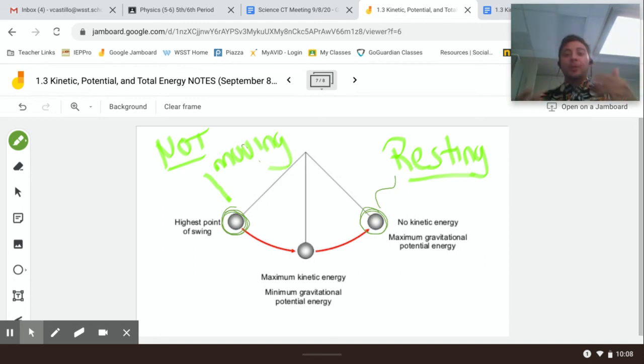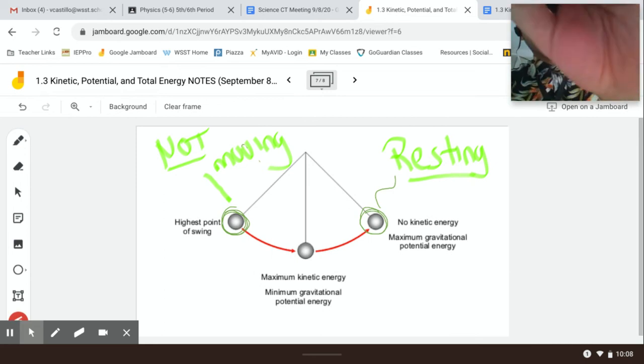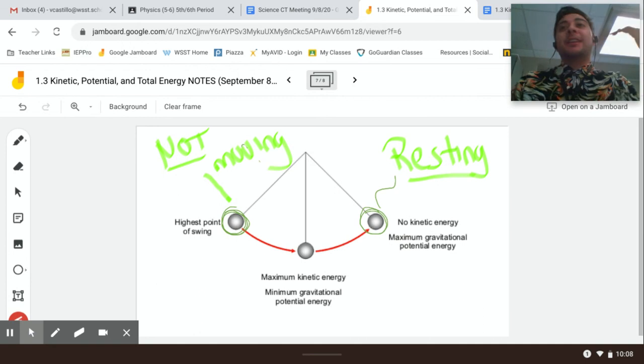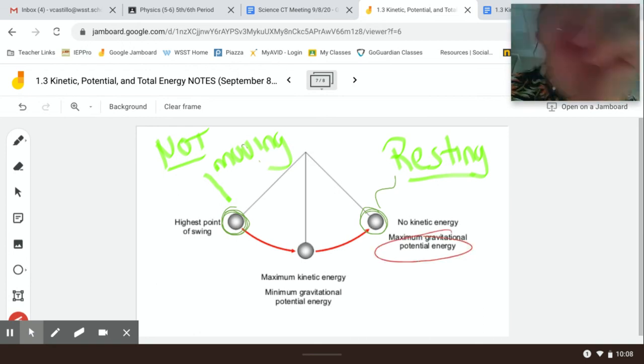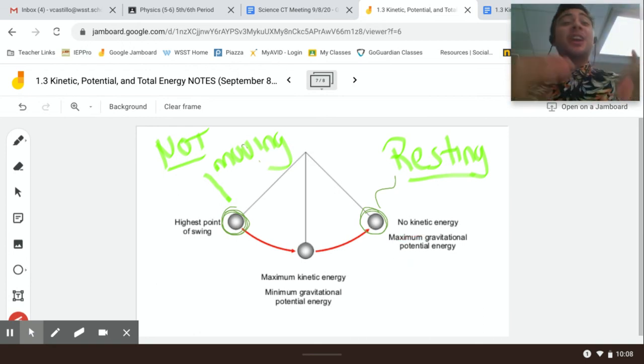If you try that with an actual swing, when you swing, you only go so far, right? You only go so high. And at the highest point, you kind of stop. It's a very short fraction of a second when you stop. That's where it has the highest potential energy, the highest gravitational potential energy, to be specific, because it has to do with gravity. That's when you're resting. You're not moving at all. So that's the most potential energy that you have.